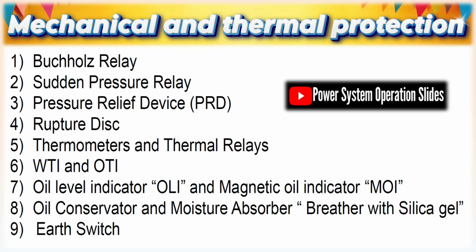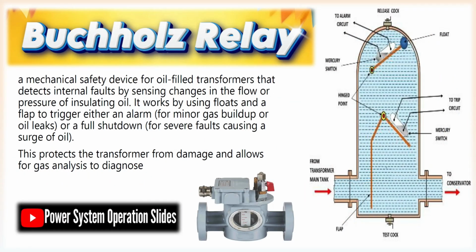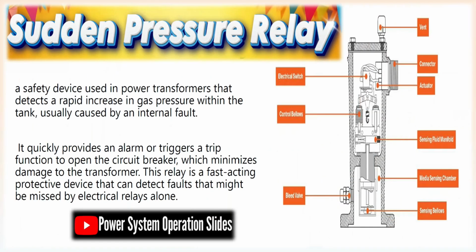Sudden pressure relay. A sudden pressure relay detects rapid pressure rise inside transformer tanks, indicating internal faults. It provides fast tripping independent of electrical relays. This early detection limits damage and improves transformer protection.